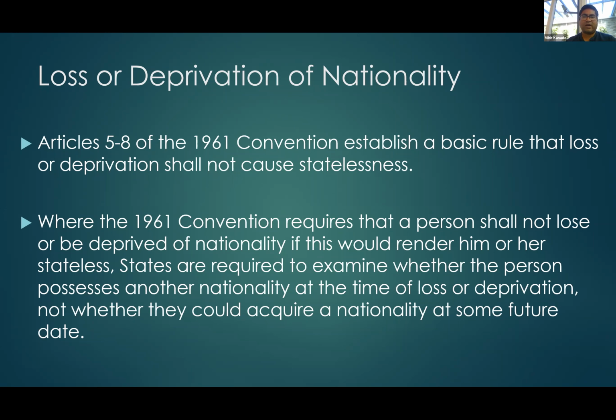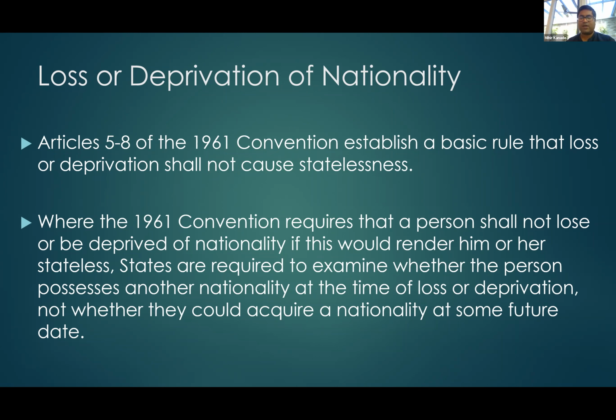Where the 1961 Convention requires that a person shall not lose or be deprived of nationality if this would render him or her stateless, states are required to examine whether the person possesses another nationality at the time of loss or deprivation, not whether they could acquire a nationality at some future date. So two things here. If you are a party to the 1961 Convention, anytime a decision is to be made relating to loss or deprivation of nationality, there is an obligation on that state to additionally examine whether that person would otherwise be stateless. Which means you have to examine if that person possesses another nationality. Now, in the temporal dimension, when is it? What is the moment at which the possession of another nationality is determined?